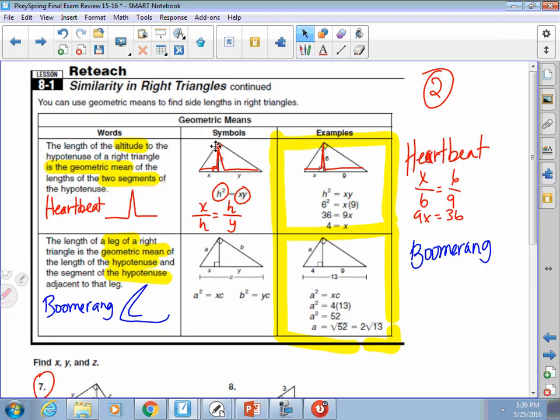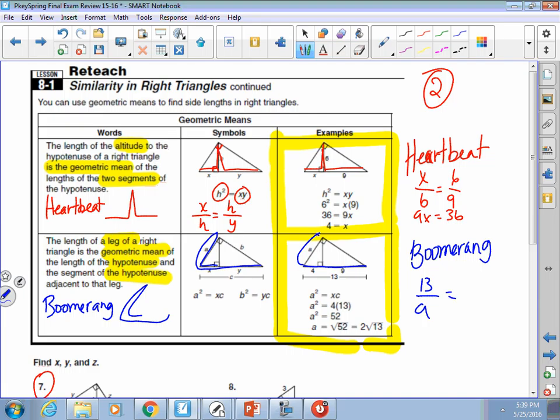Now boomerang, this is when we start with the whole side. Start with the whole side, so that is x plus y, go to the leg, come back the leg, stop at the part. So here, the whole side is given to us, which is 13, to the leg, which is over a, back down a, stop at that side, which is 4. And then we cross multiply.